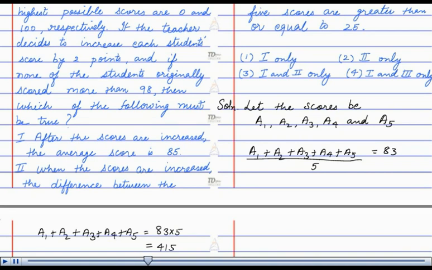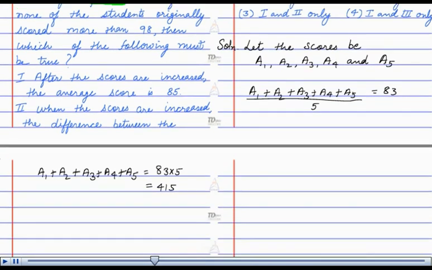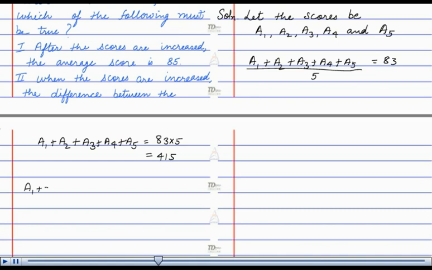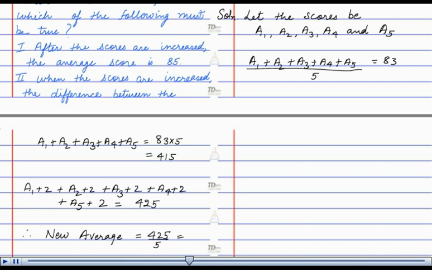When each student's score is increased by 2 points, then A1 plus 2 plus A2 plus 2 plus A3 plus 2 plus A4 plus 2 plus A5 plus 2, which is equal to the new total, would be given by 425. Therefore, the new average is 425 by 5, which is equal to 85. Hence, statement 1 is true.